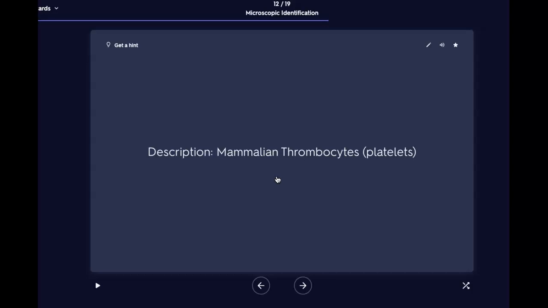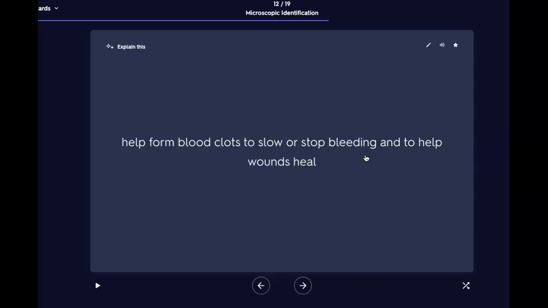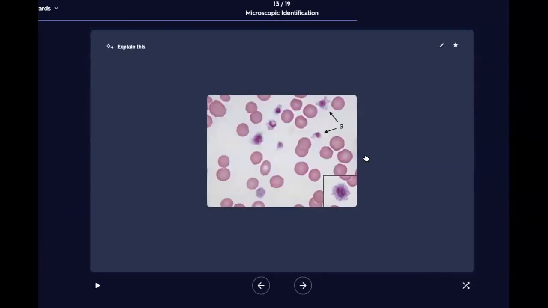Mammalian thrombocytes, or platelets, which thrombocytes are platelets, help us form blood clots, slow or stop the bleeding, and help our wounds heal. They're the very first line to start plugging those holes when we get a wound. Here is what our mammalian thrombocytes look like. It has that little cluster, that dark red nuclei, and then it starts to branch off. This branching is what forms the attachments and makes those blocks inside of your wounds.